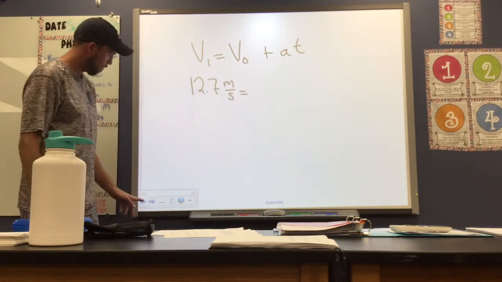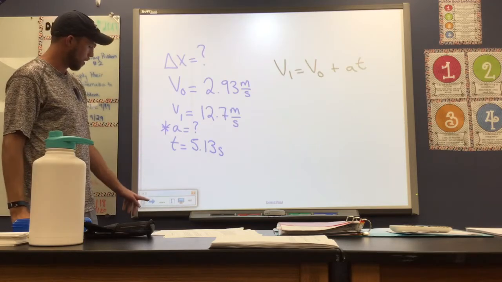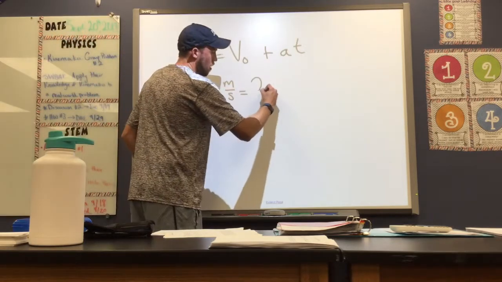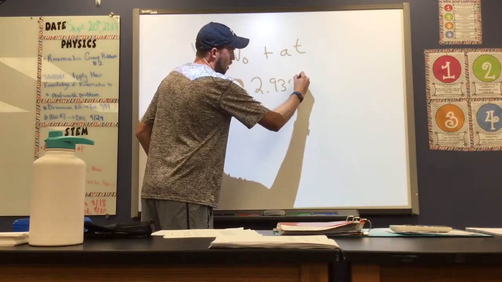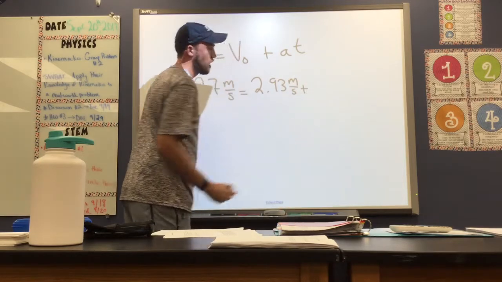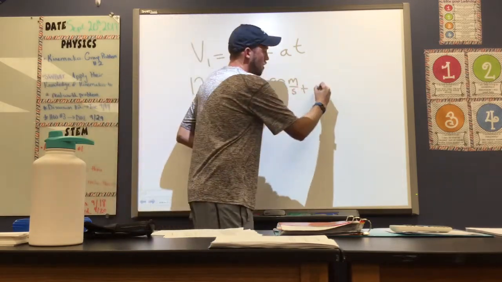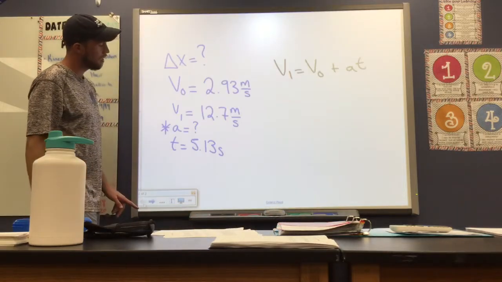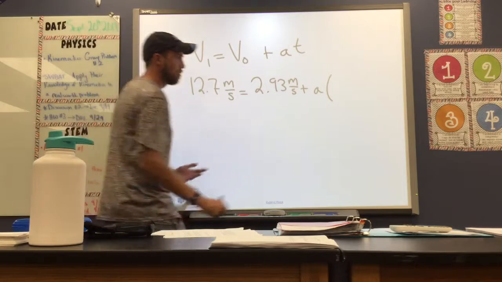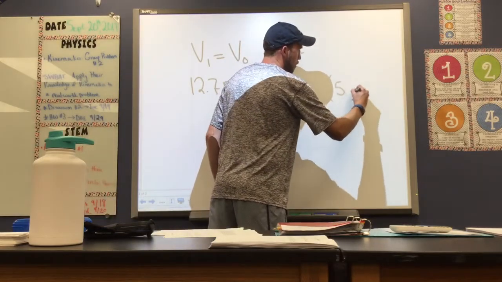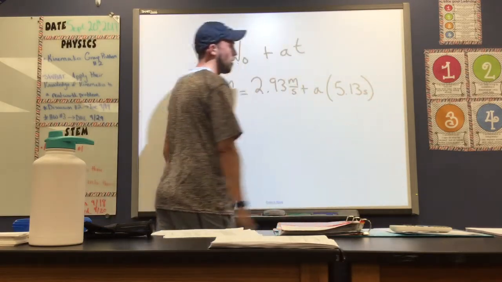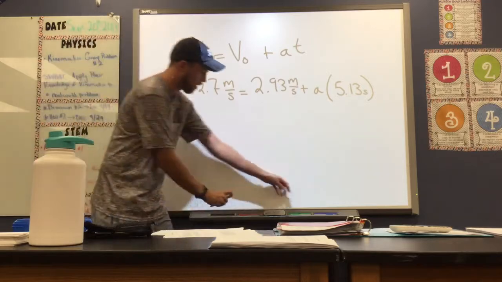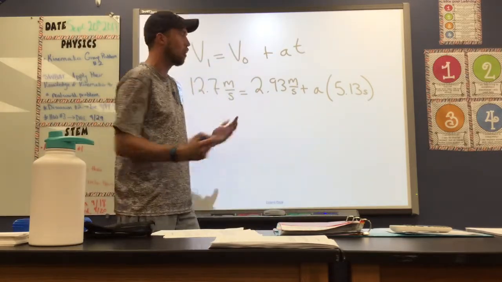Is equal to V naught, 2.93 meters per second, plus my acceleration, A, which I don't know, so I'm just going to leave that variable in my equation, times time, which if I come back, 5.13 seconds. Again, your values will be different, but the process should be the same. Now my goal here is to try to solve for this acceleration value, A. That's what we're looking for.